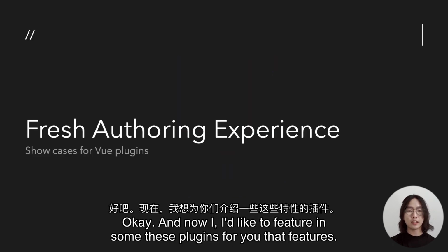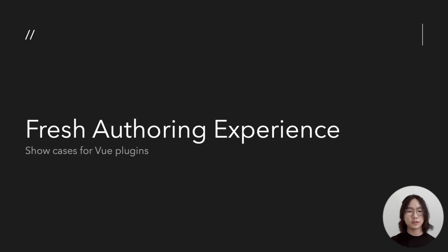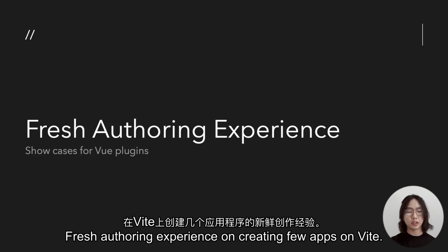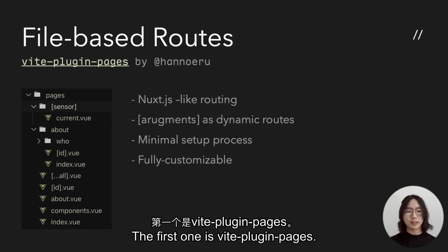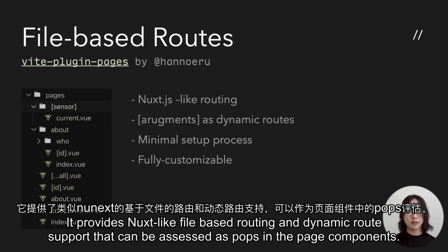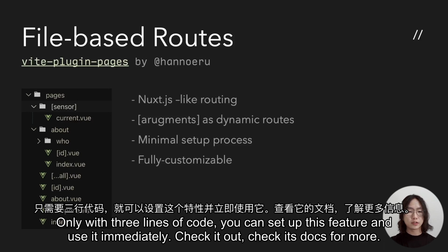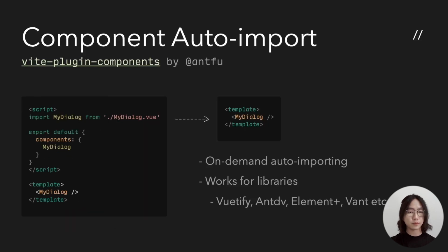Okay, and now I'd like to feature some Vite plugins for Vue that offer a fresh authoring experience on creating Vue apps on Vite. The first one is vite-plugin-pages. It provides Nuxt-like file-based routing and dynamic route support that can be accessed as props in the page components. With only 3 lines of code, you can set up this feature and use it immediately. Check its docs for more.